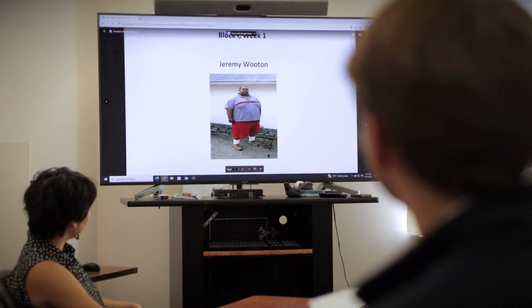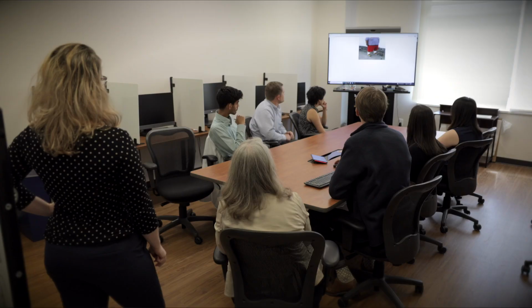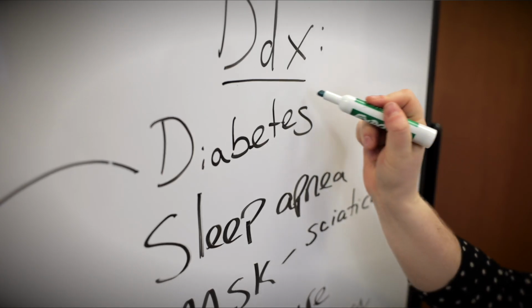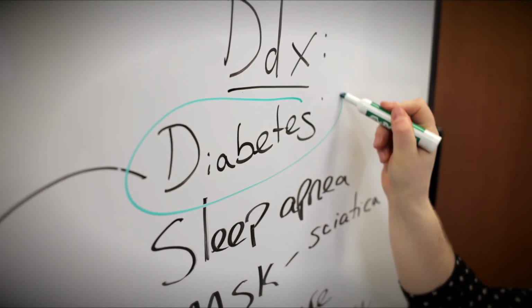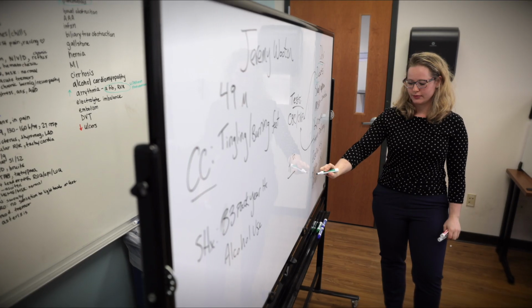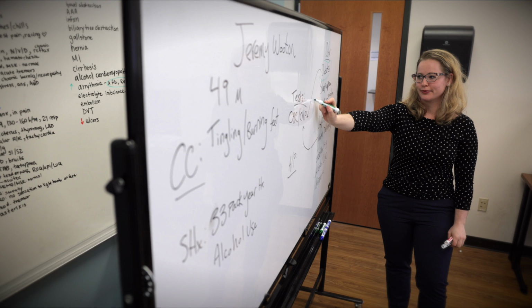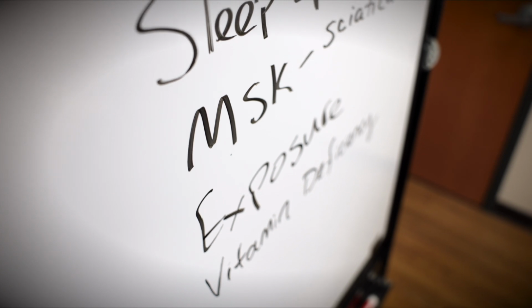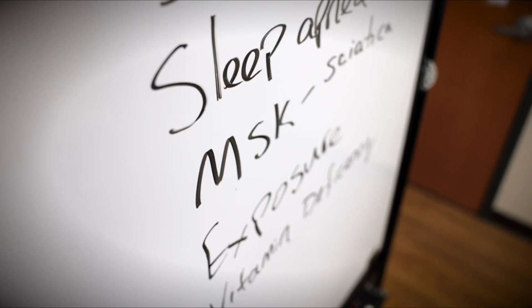After discussing the chief complaint, additional information is shared, including the history of the present illness, past medical history, family history, social history, and more. Throughout this entire process, the PBL group is working together to generate and continuously modify a differential diagnosis list, which describes conditions that may be causing the patient's signs and symptoms.